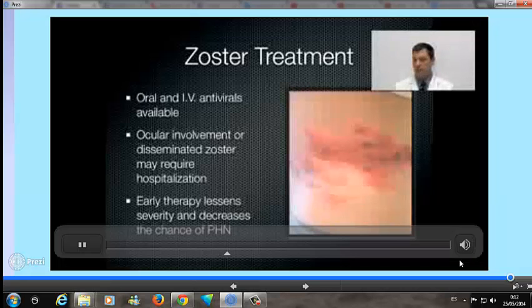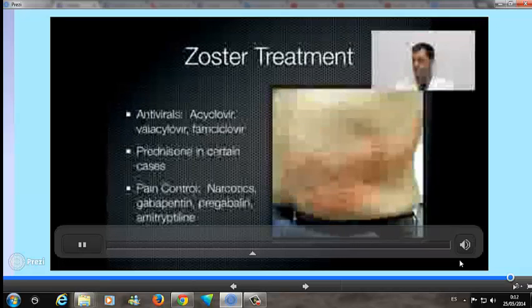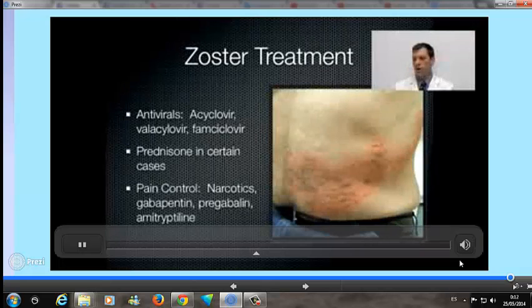Early therapy is important because it decreases the severity of the condition, and it also decreases the chance of developing what's called post-herpetic neuralgia, which is persistent shingles pain that can last for months or in some cases years. What are we going to do about it? Antivirals. There are three main antivirals that we use: acyclovir, valacyclovir, and famciclovir. Usually treatments last about 7 to 10 days, and these can all be taken orally.